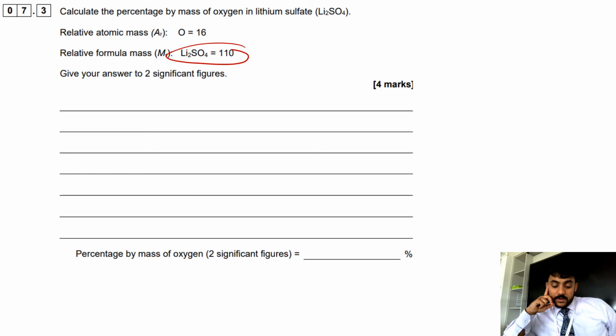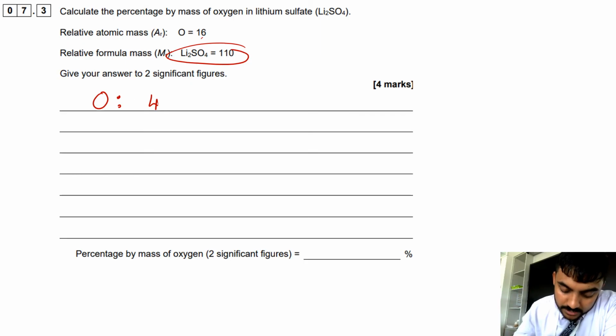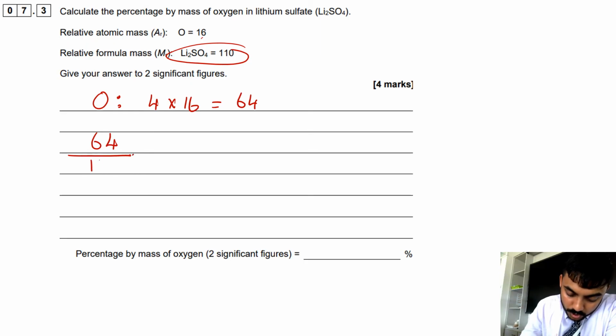We haven't been given what the actual mass of oxygen in lithium sulfate is. We know the relative atomic mass of oxygen is 16. However, there are 4 oxygens in a lithium sulfate. So you times 4 by 16 to get the mass of oxygen, which is 64. Now, 64 out of 110. We just have to find what 64 out of 110 is as a percentage.